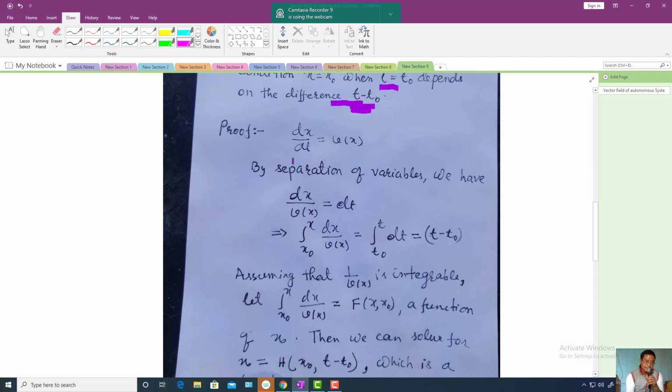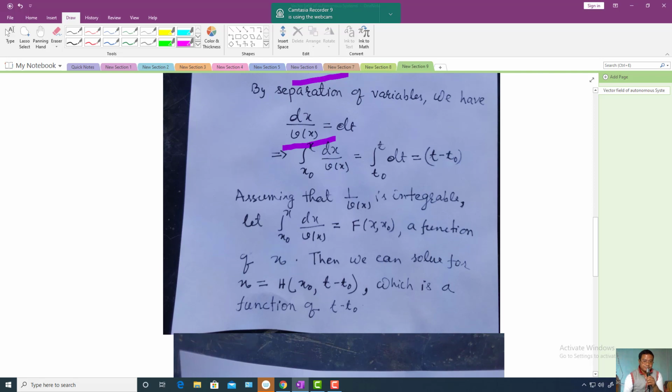So this is the autonomous system. By this you can solve it by separation of variables. By separation of variables, what do you get? This one. Suppose this is integrable. Let us assume that this is integrable. So this side you can integrate already. So this is t minus t naught. This can be integrated.